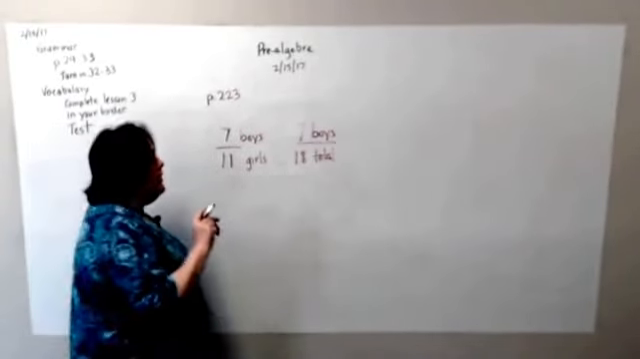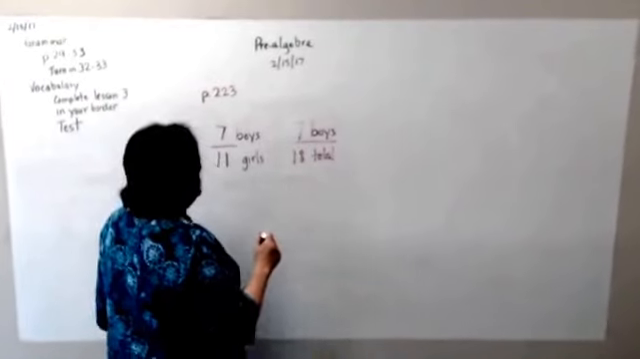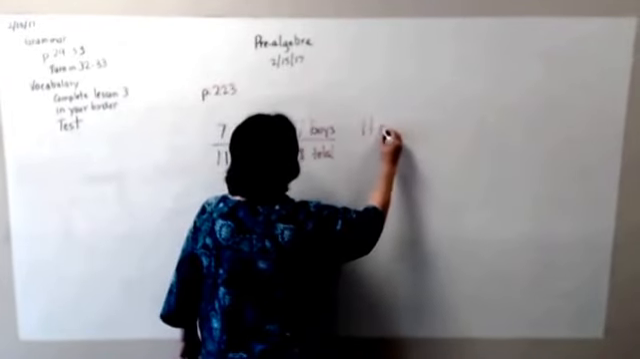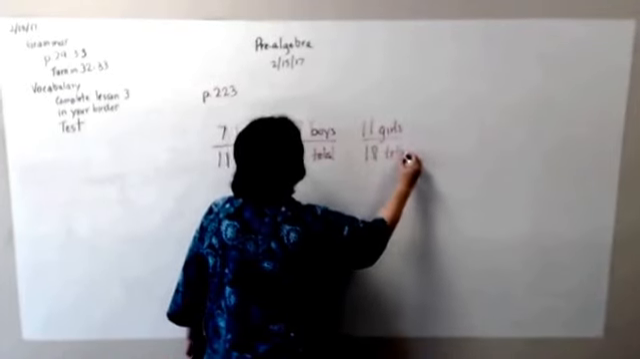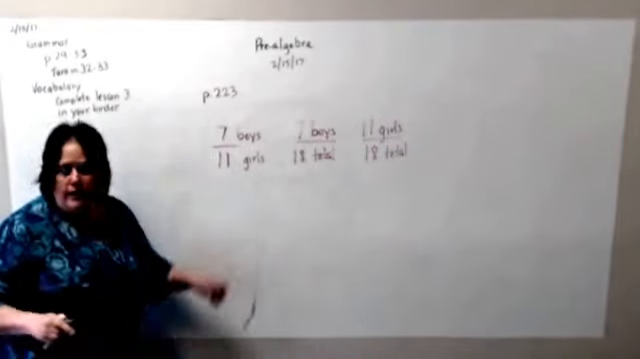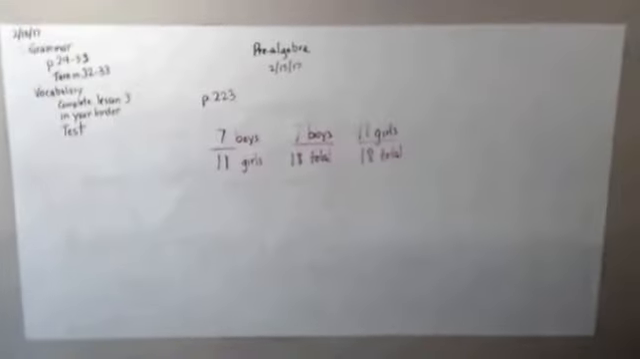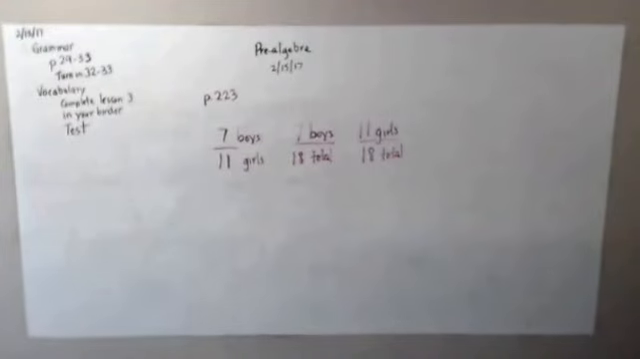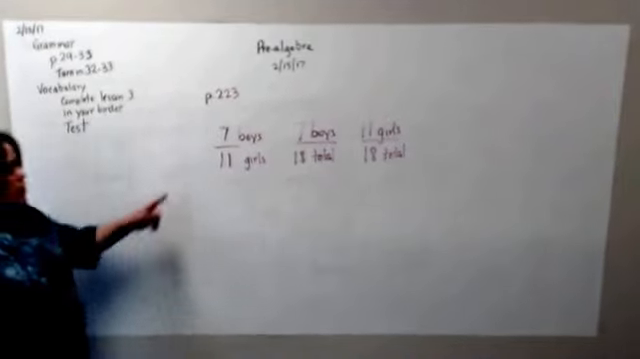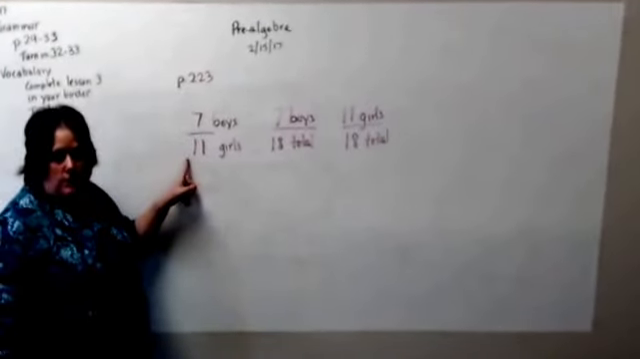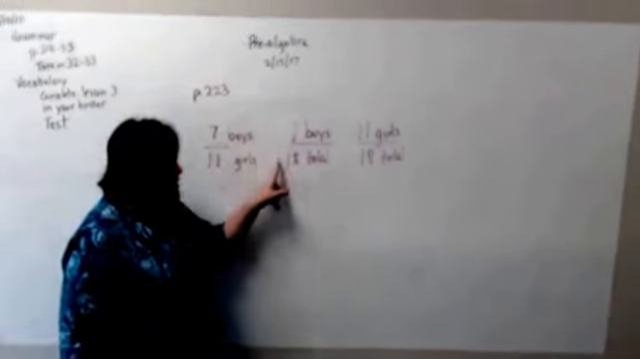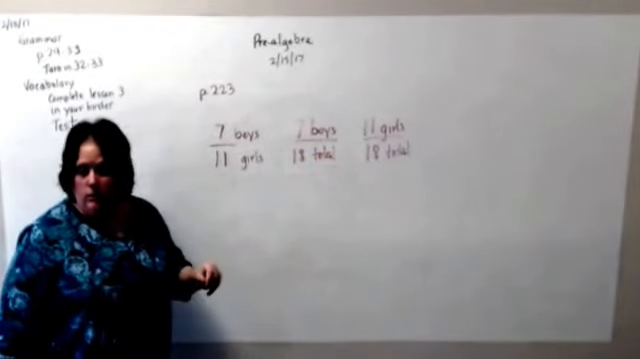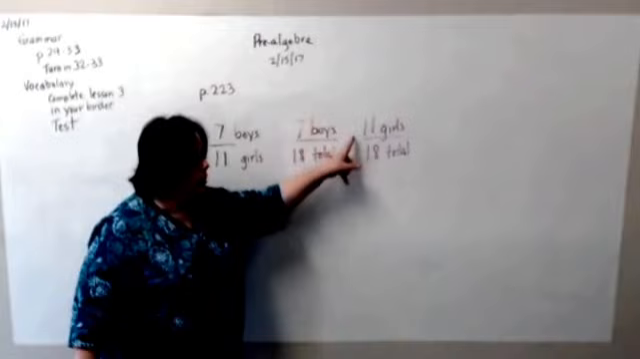Now, Kenzie, what do you think my third ratio is? 11 girls to 18 total. Exactly. 11 girls to 18 total. Whenever I have one ratio, I really have three. I have to look for part to part, then part to whole, and part to whole. So I always have one part to the other part. One part is boys, the other part is girls. Then I have boys to whole and girls to whole. Part to whole, part to whole.